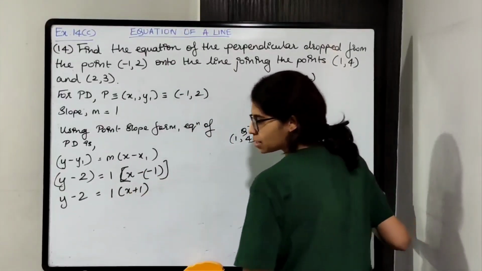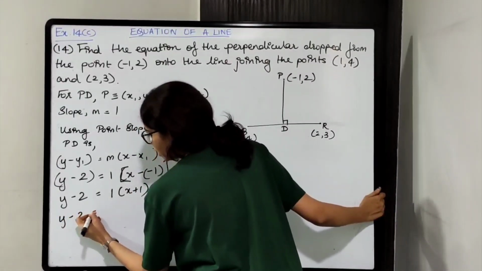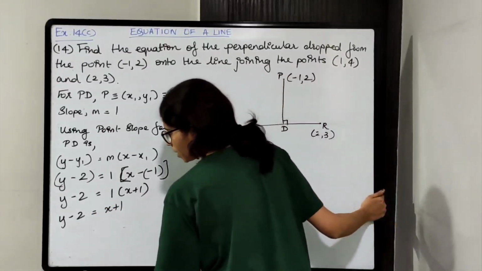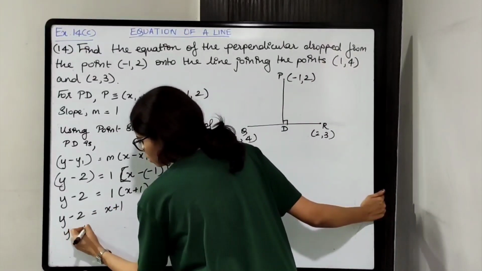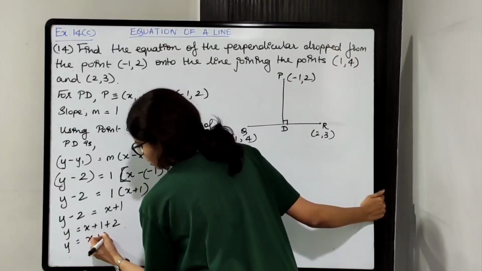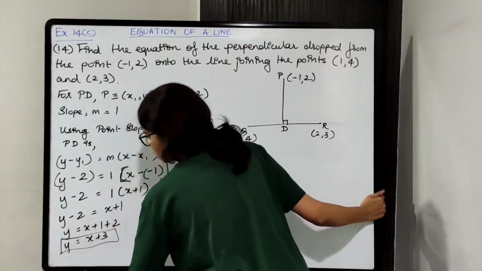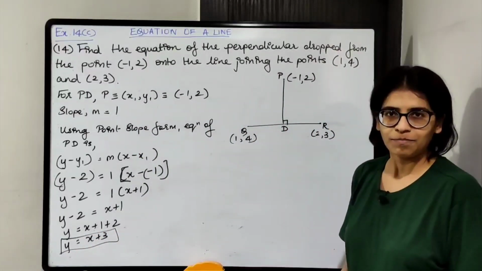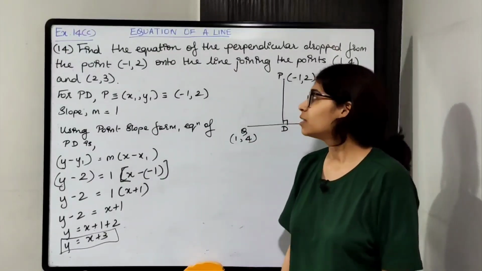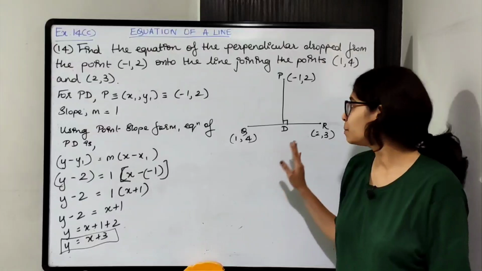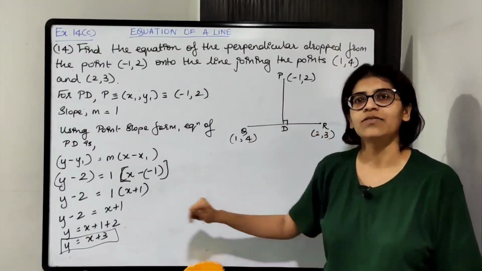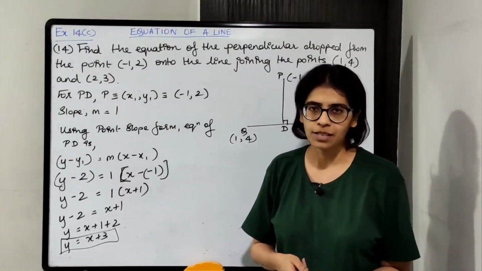Minus into minus is plus. 1 into anything will give that thing itself. So we will get x plus 1. Shifting to over here, y is equal to x plus 1 plus 2. That is y is equal to x plus 3. This is the equation of the line. Okay. Box this and write down the final statement. The equation of the perpendicular from P to QR is y equals x plus 3. Okay.